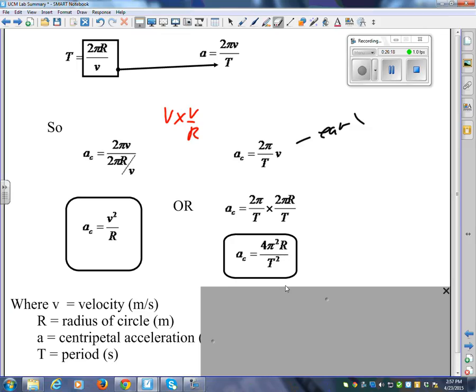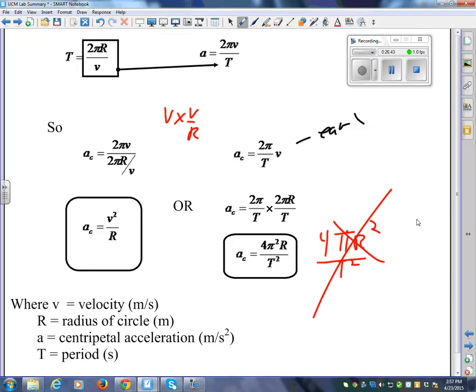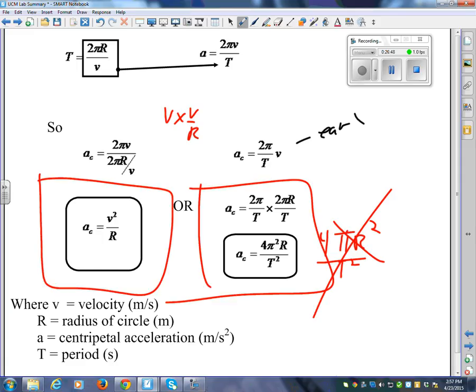I will caution you with this one. Students like to write, because you're used to writing pi r squared, right? Do not write 4 pi r squared over T squared. Do you see how you can make that mistake? It's 4 pi squared r over T squared, not pi r squared. Don't make that mistake. Those are the two formulas that you need. If you have written nothing down, write those two down.